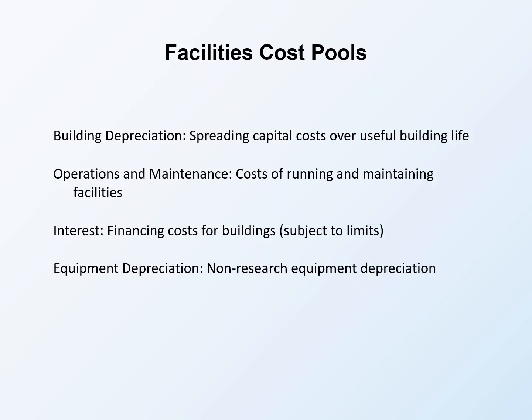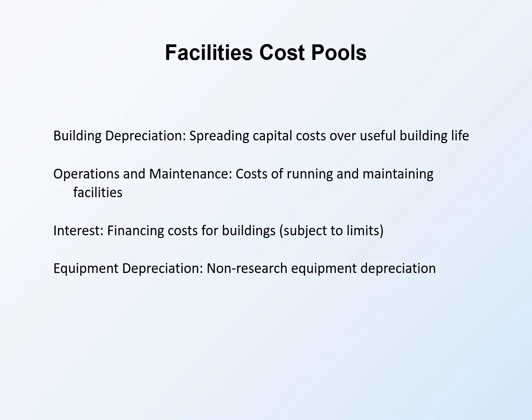Operations and maintenance costs cover running and maintaining facilities. This includes janitorial services, groundskeeping, building repairs, utilities like electricity and water, and general facilities management. These ongoing costs keep buildings functional and usable. Interest costs for building financing may be included subject to federal limits. If your organization borrowed money to construct facilities, the interest on those loans represents a real cost. Federal regulations allow recovery of some interest costs but impose limitations to prevent excessive recovery.